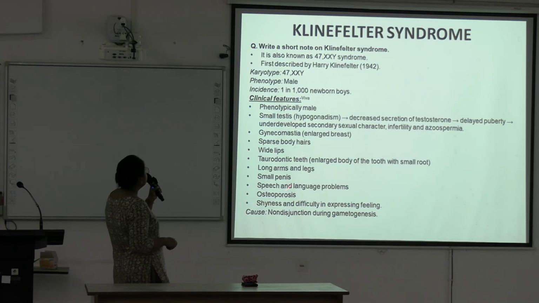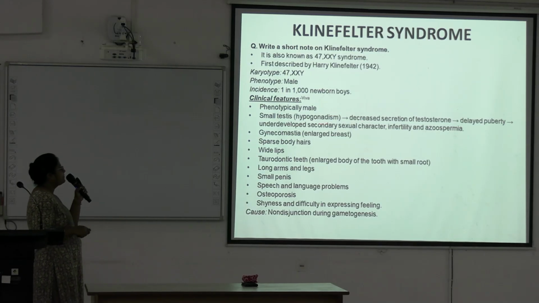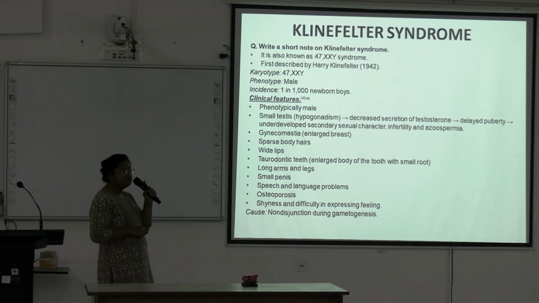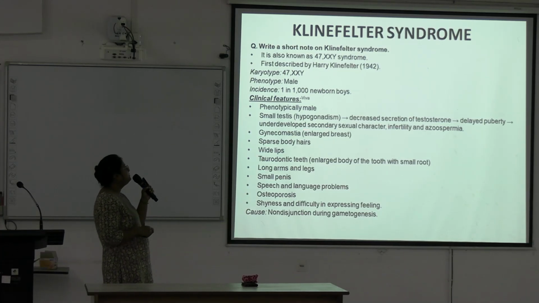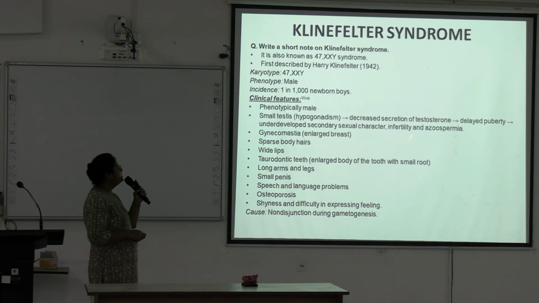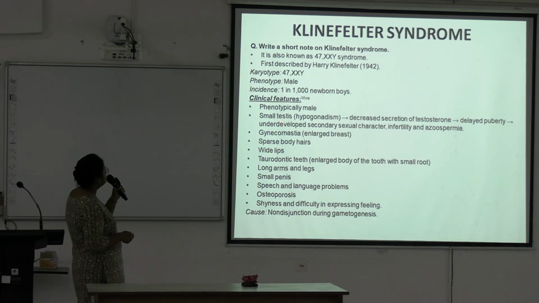These are the clinical features. The child is phenotypically male. There will be small testes, hypogonadism, decreased secretion of testosterone, delayed puberty, underdeveloped secondary sexual characters, infertility, and azoospermia. So these are the clinical features.